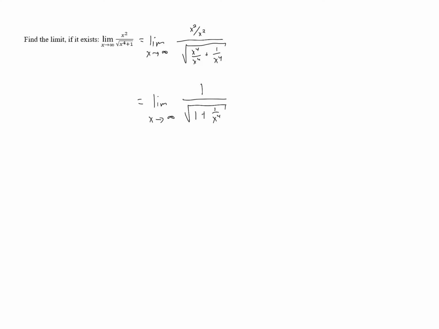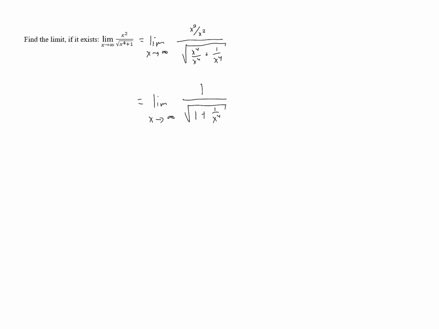Now we can split this up. The limit of a quotient is the quotient of the limits. So we can split this limit up into the top and bottom. And then the limit in the denominator we can pull inside the square root. And then we can split it up into these two terms separately.